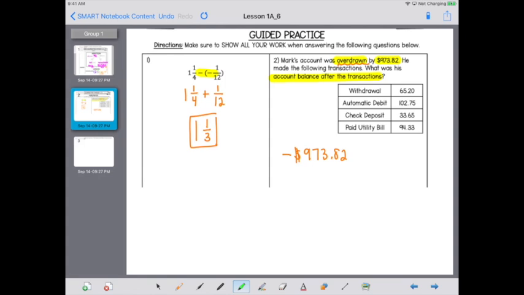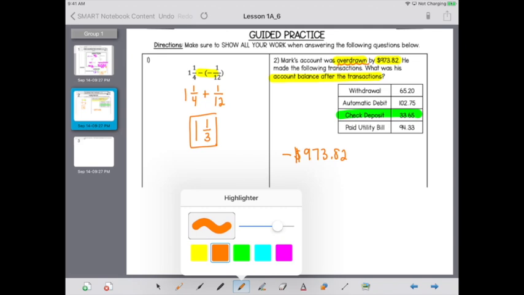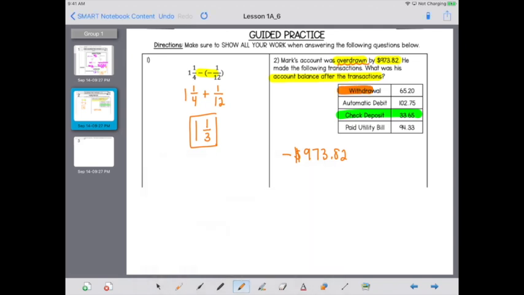So let's do positives. So for adding money into our account, we have a check deposit. If we have money coming out of our account, withdrawals are negative, automatic debit is a negative, and paying bills. So if we have multiple items that are going to be negative, negative, and a negative, can't we add them since they're all negative values?